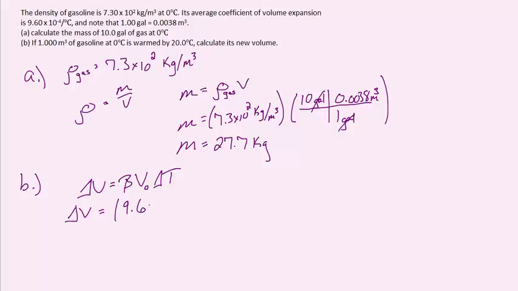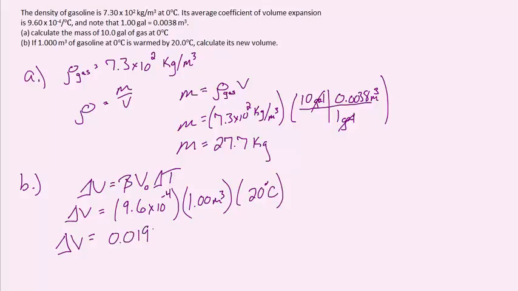9.6 times 10 to the negative fourth, and that our original volume of our gas is 1.00 meters cubed, and we have a change of temperature of 20 degrees Celsius. When we calculate this out, we see that our change in volume will be equal to 0.0192 meters cubed. So we've calculated our change in volume, but we're asked to find what's the new volume.